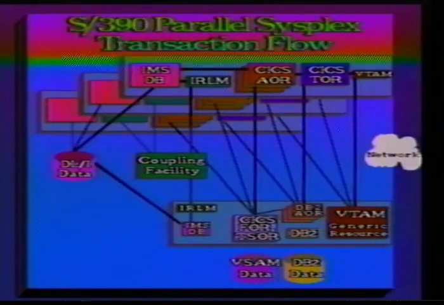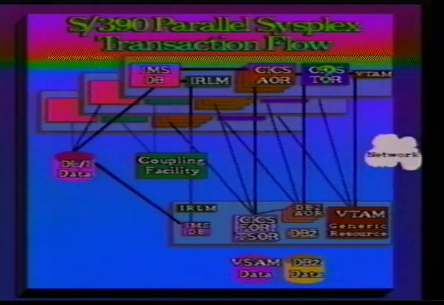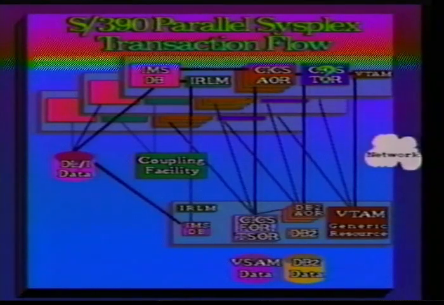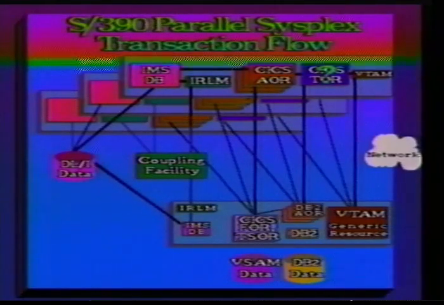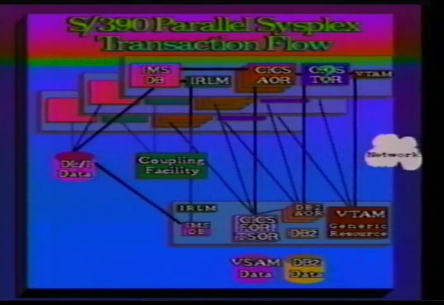Now that the user is logged on, let's follow some transactions. The first transaction will be one that needs to access DB2 data. The transaction is passed by VTAM to the terminal owning region that the user is logged on to. The TOR now has to select an application owning region to process this transaction. Because of the changes made to support the Parallel Sysplex, the TOR can now select any AOR in the Sysplex. The TOR contains algorithms that enable it to spread the work evenly to provide workload balancing.